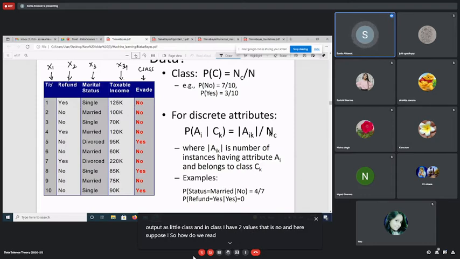So how do we read the data set? Everything is written in columns and rows. Let's talk about transaction ID 6. Is transaction ID 6 getting the loan or not? The answer is no. So what are the parameters that define that transaction ID 6 is not getting the loan? First of all, she hasn't gone for the previous refund, she is married and her taxable income is 60,000. So these are the parameters that I defined.